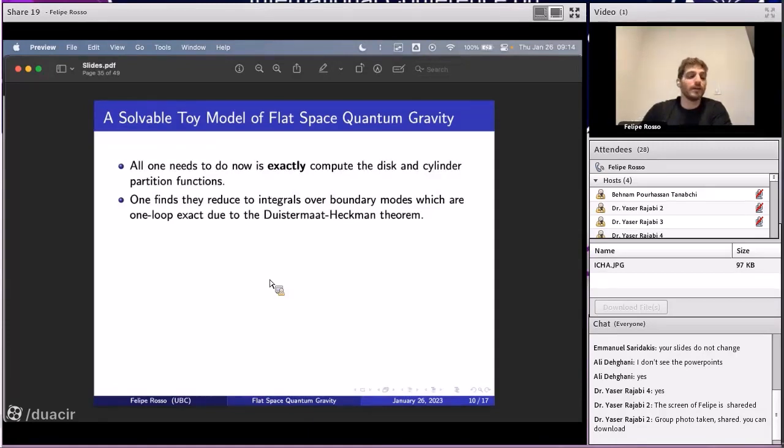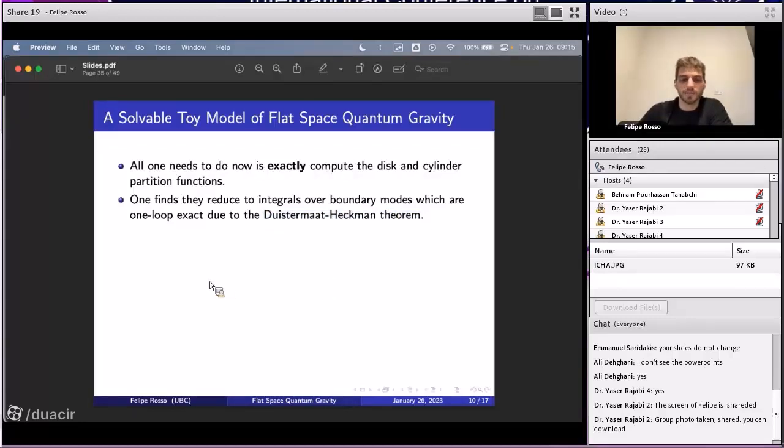One needs to do this exactly, and similar to JT gravity, one finds that the partition functions of the disk and the cylinder are reduced to integrals over a boundary mode, which I'm not going to write because I don't have enough time. But one thing that happens is that those integrals are one loop exact due to this theorem. Let me show you the final result.